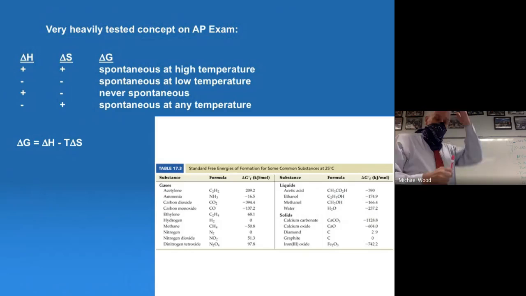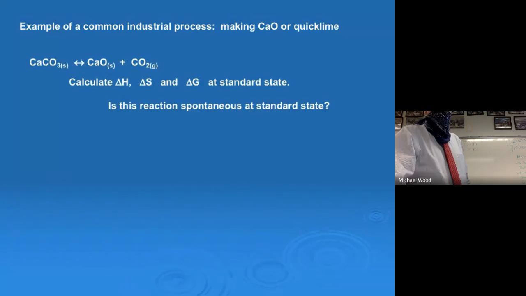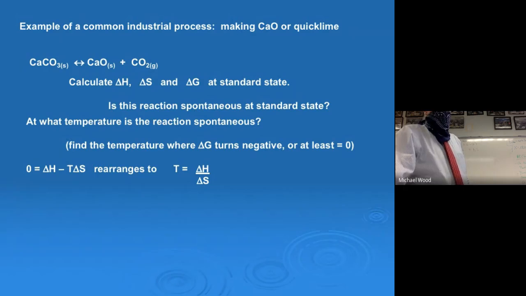And again, I'm going to go through some things quickly to save time, because I want to move through some of the key ideas in chapter 17 as well, and at least get into chapter 17 beginning today. This is nothing to write down, but this is an example from a common industrial process: making calcium oxide.